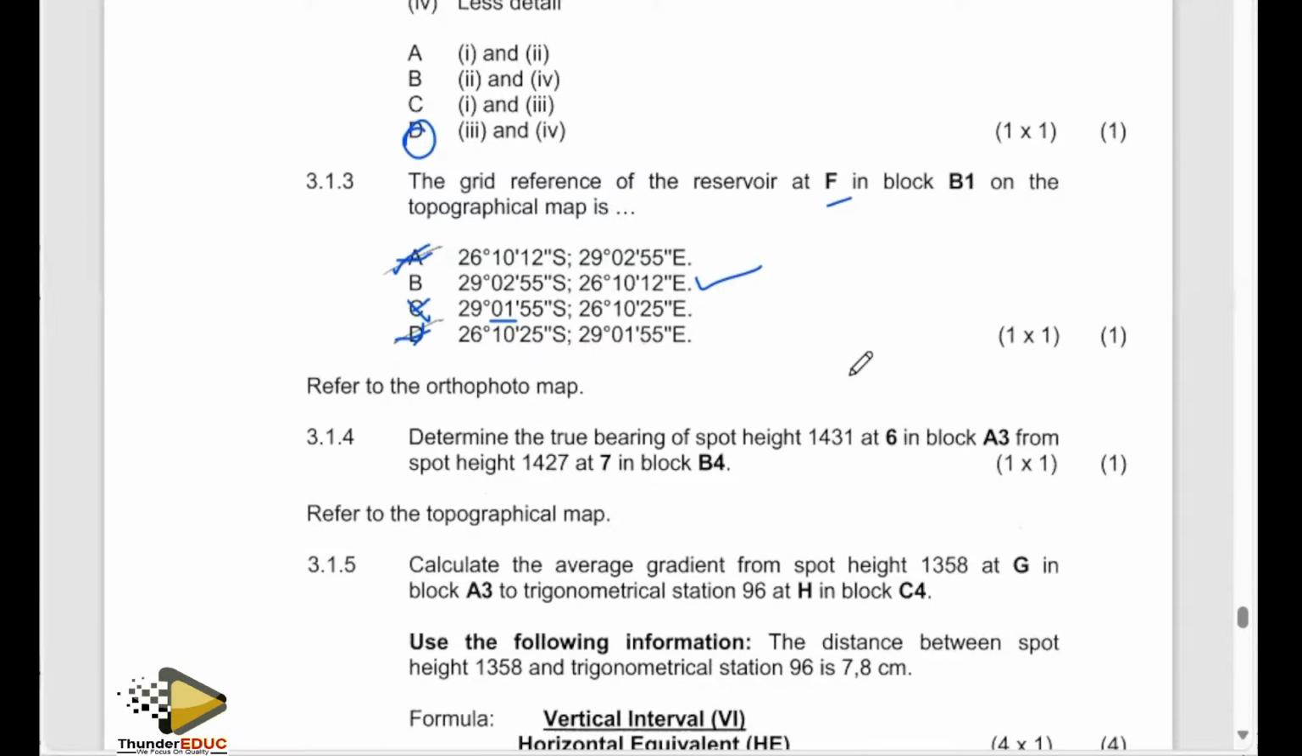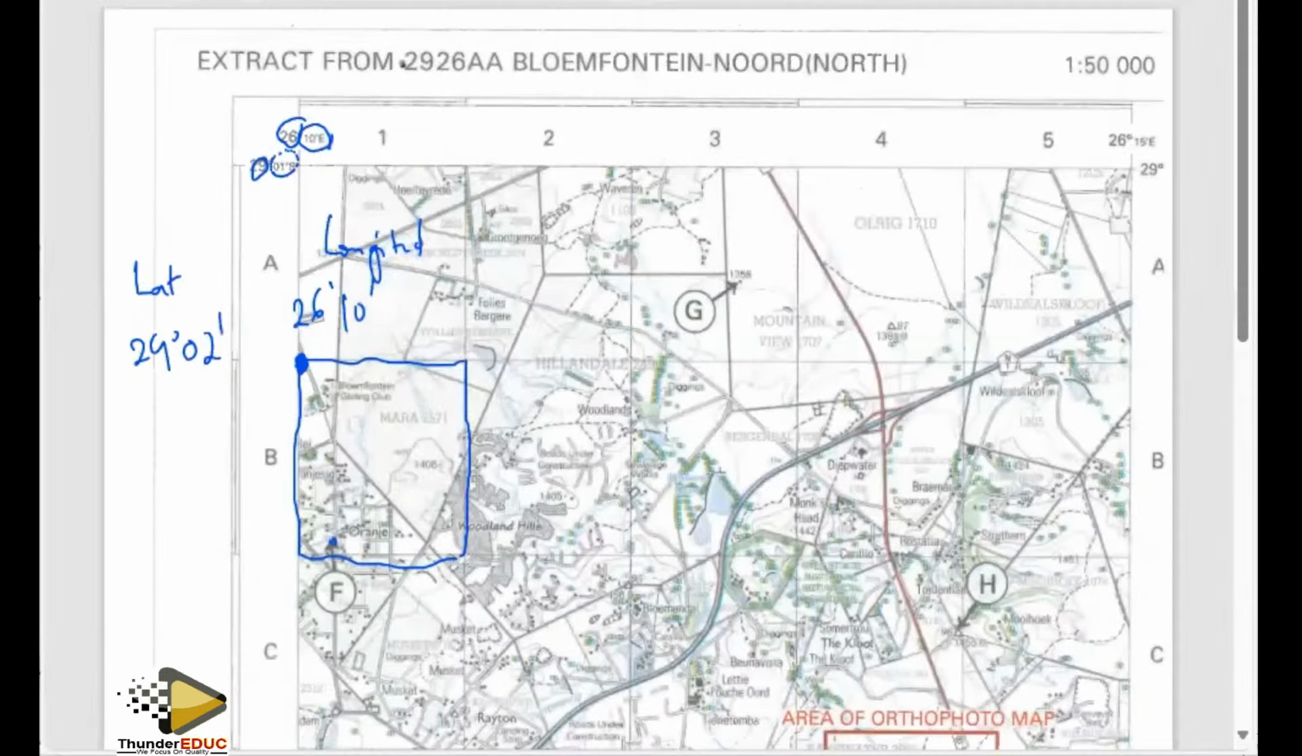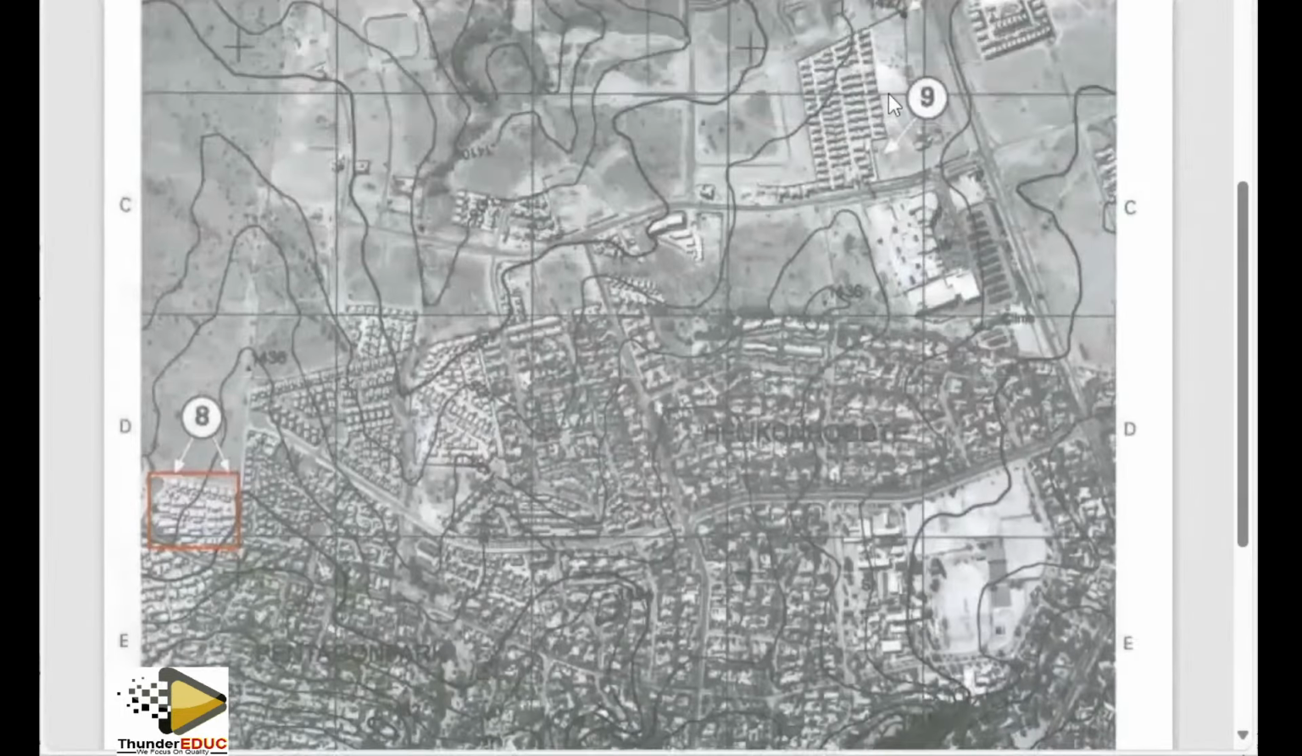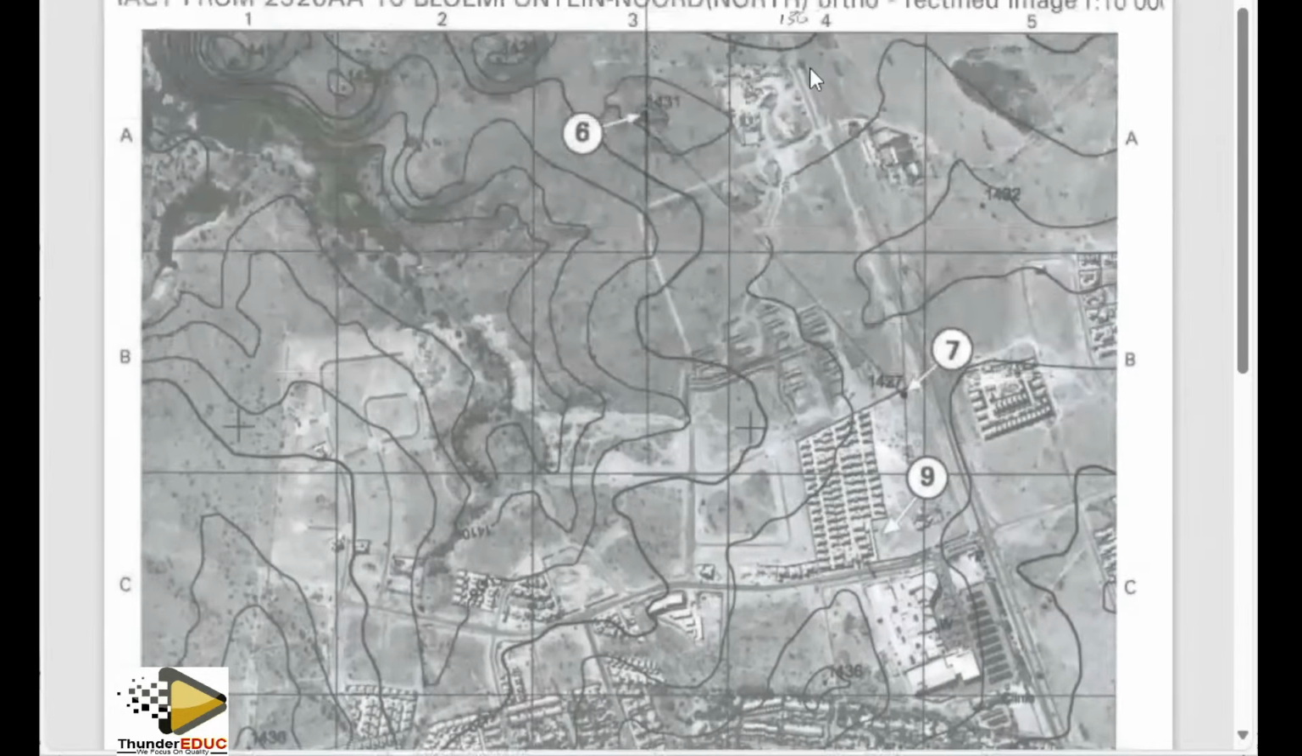Right, let's go to our orthophoto map and check what is happening there. Right, our orthophoto map is here. We are looking at these two. We have a spot height at this particular point at 6, and we have a spot height again at that particular point. So what do we need to do there? We need to find the bearing of this from this.